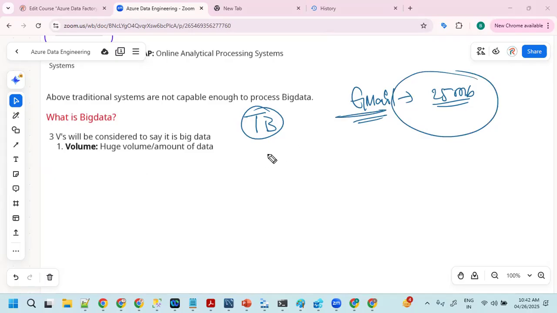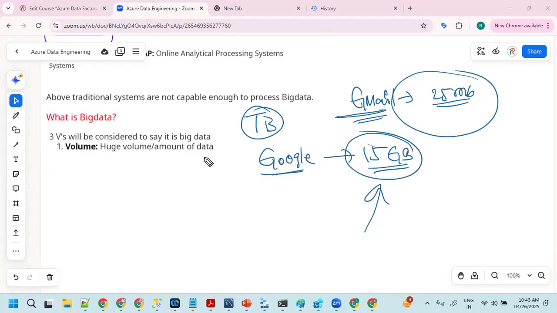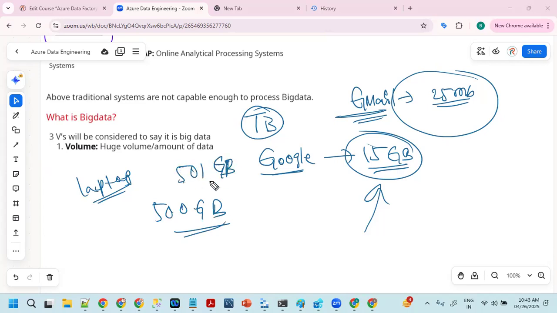Or let's go for Google storage. For every account, you get 15 GB max, free of cost. If this 15 GB is used up, you have to buy more storage. In that case, we can say this 15 GB is big data. Or I have a laptop that allows me to store up to 500 GB. If I have 501 GB of data, I cannot store it on my laptop. From my laptop's perspective, 501 GB is big data. This is one of the ways to say something is big data.